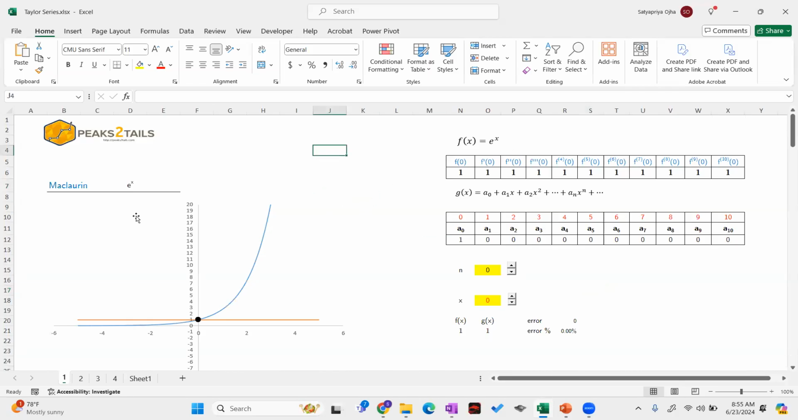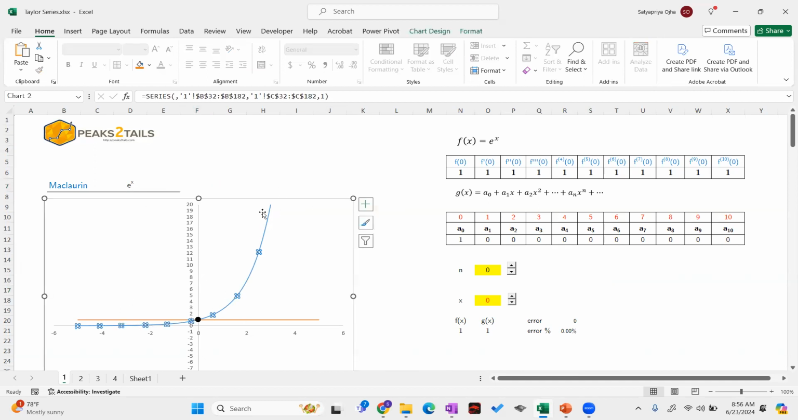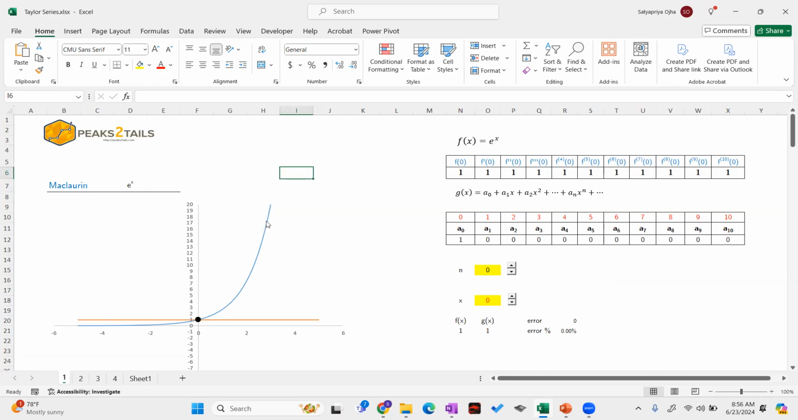So what I've done here is I've taken e to the power x as my function. And this blue line is the true function, the plot of e to the power x, blue line, okay? And I am using Maclaurin series. Please remember, Maclaurin series is nothing but a special case of Taylor series where you are expanding the function at x equal to 0, okay? If you expand the function at x equal to 0, remember the expansion of e to the x: 1 plus x plus x squared by 2 factorial plus x cubed by 3 factorial, and so on.